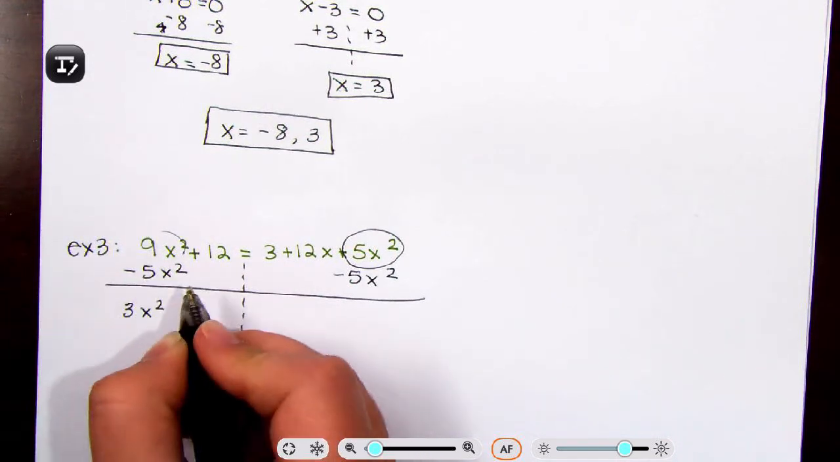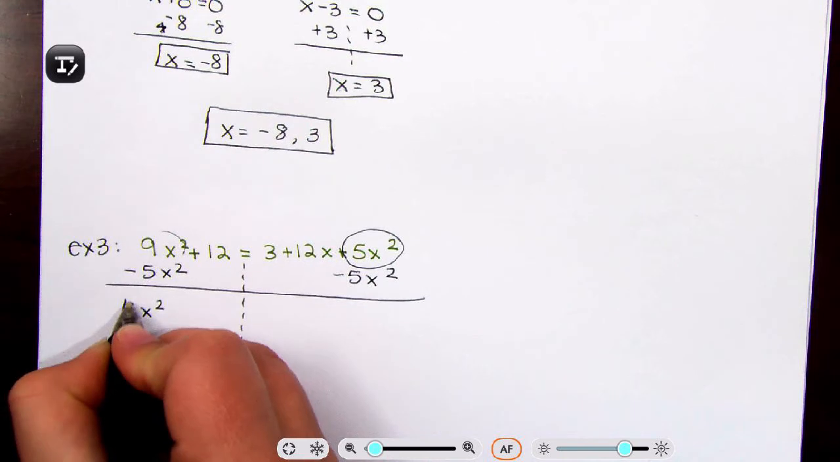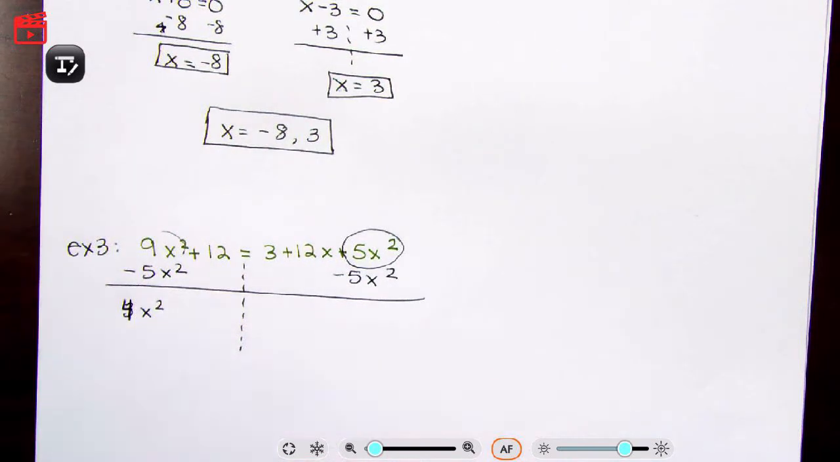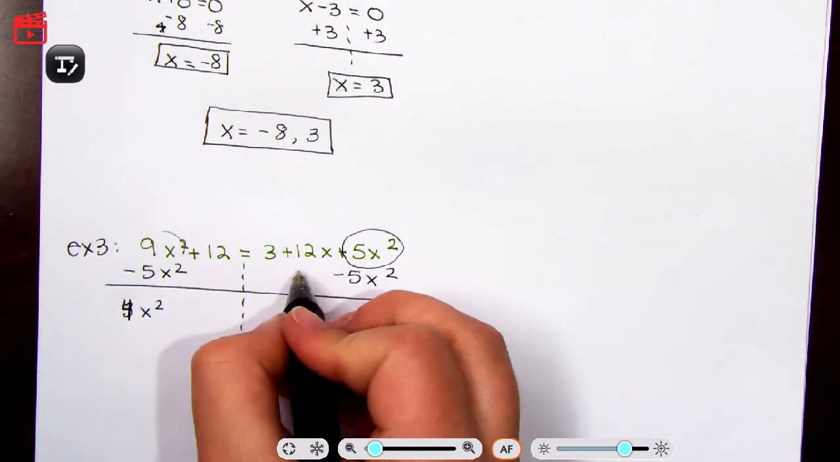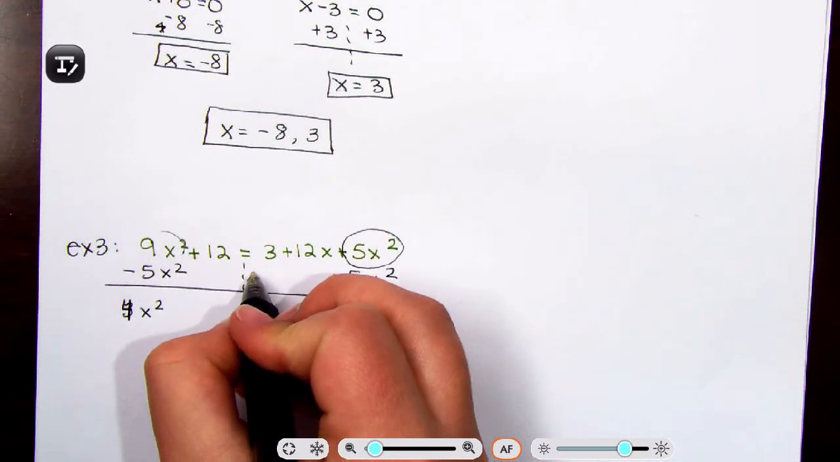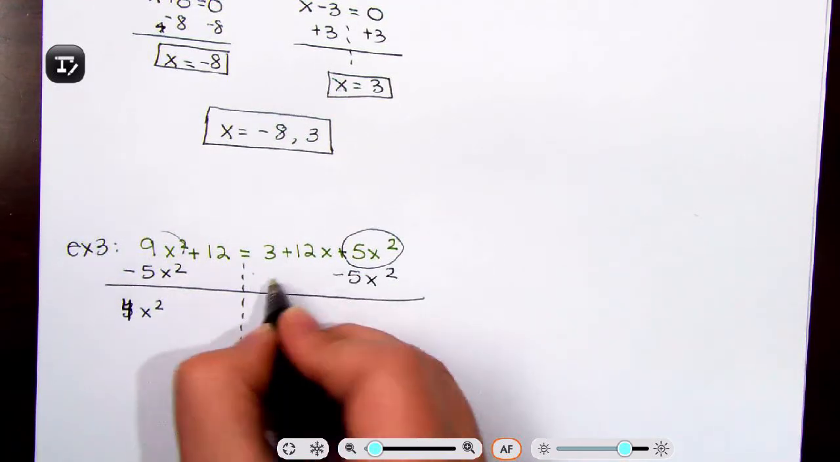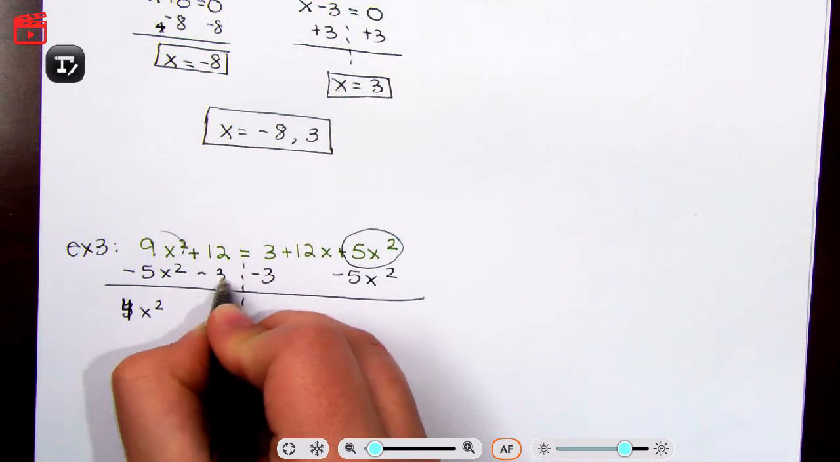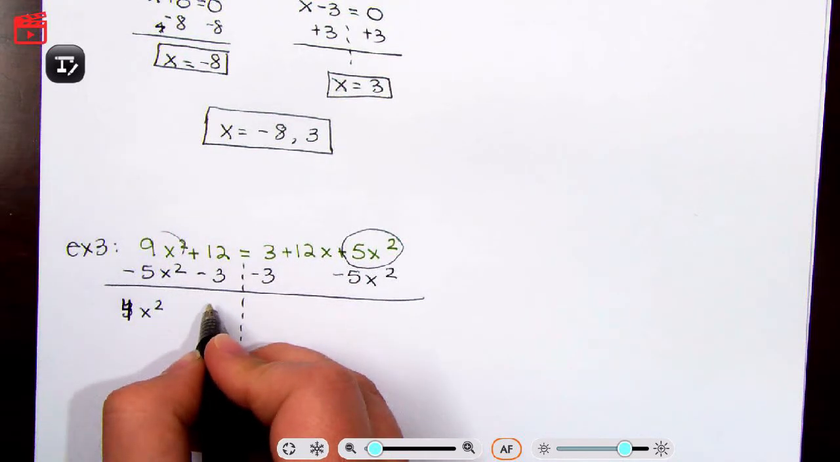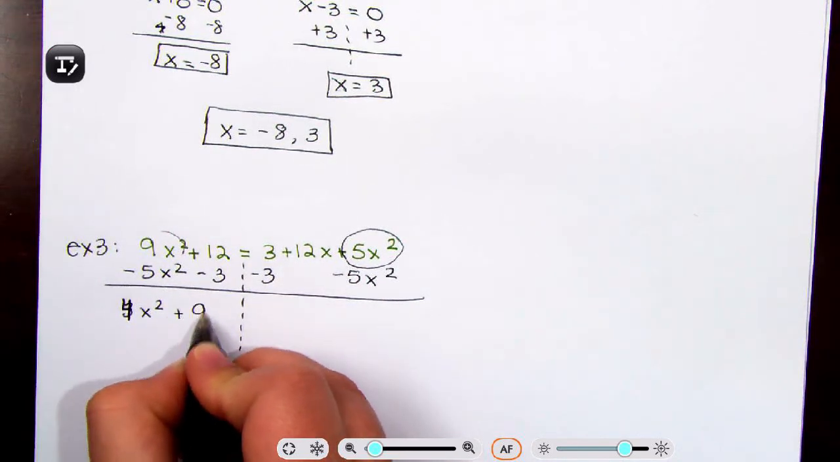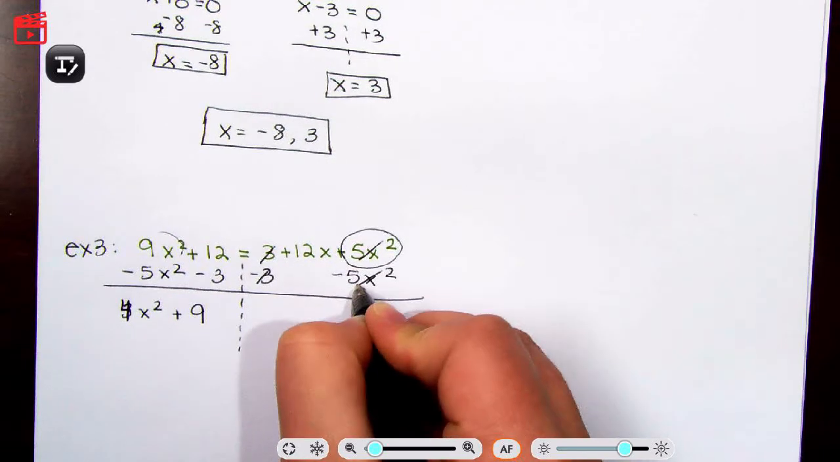So that's 4x squared here, so let's bring everything over. Then I have a 3. I have a minus 3, minus 3. So this is 9, 10, 11, 12. So I have a positive 9 left over. My 3's go away, my 5's go away.